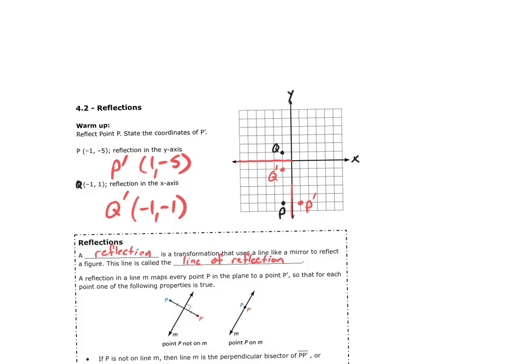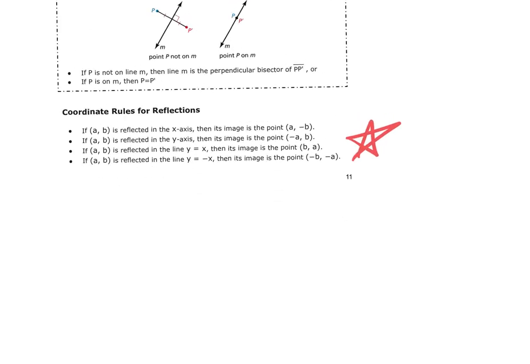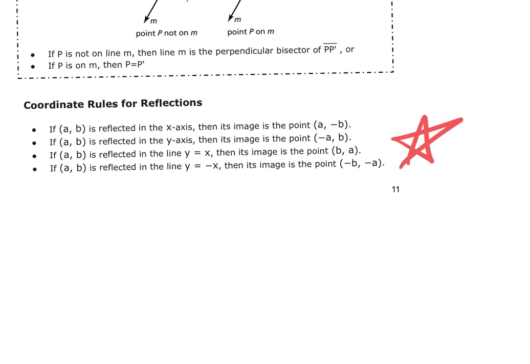So the x value stays the same. The y value is opposite. Okay? So that's what that rule is saying. Okay? One of the values will stay the same, the other one will change. Okay, the two that we have not looked at yet, the y equals x line and the y equals negative x line, we will look at here in a little bit and talk about what happens there.